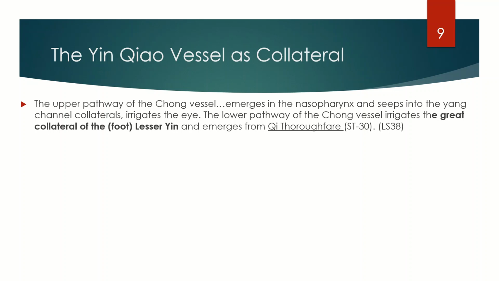Now, the first thing to notice here right away is that the first part of this quote is describing exactly the movement of Wei Qi into the eye, basically before it enters into the Yang Qiao vessel. This I go into in the book; I don't really describe it here. We're going to be focusing mainly on this lower pathway. So is the lower pathway then going to the greater collateral of the foot lesser yin? Is this talking about the Yin Qiao vessel?